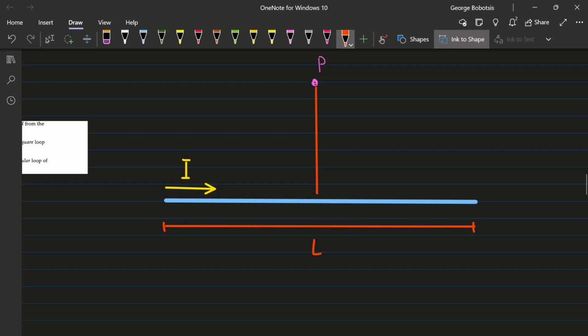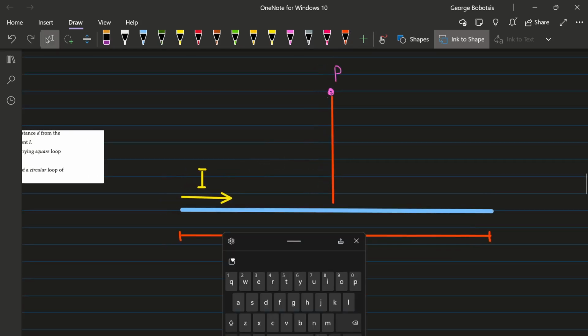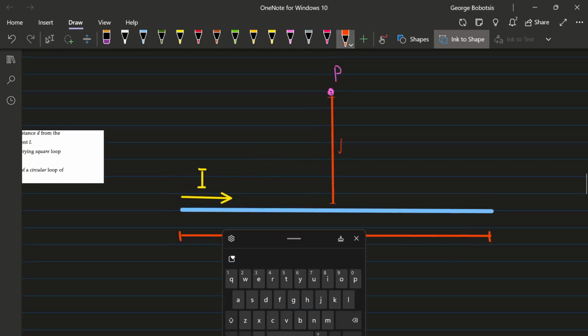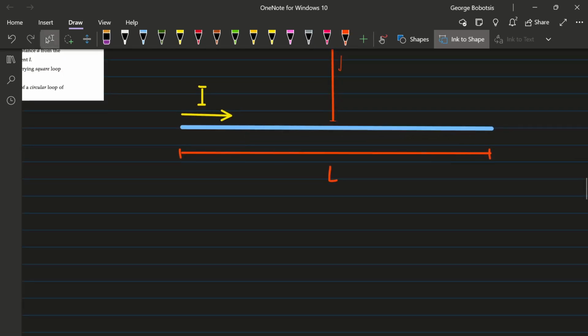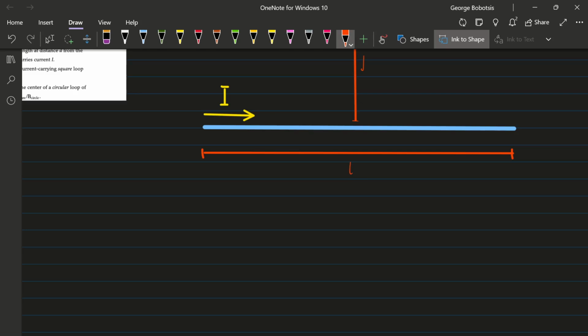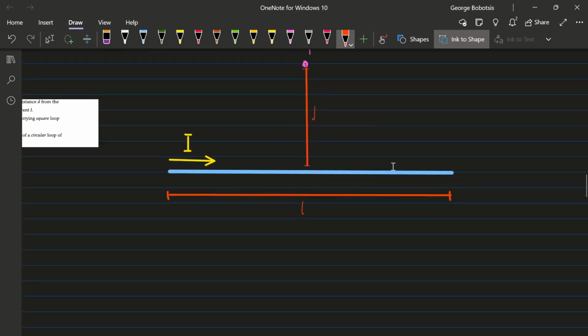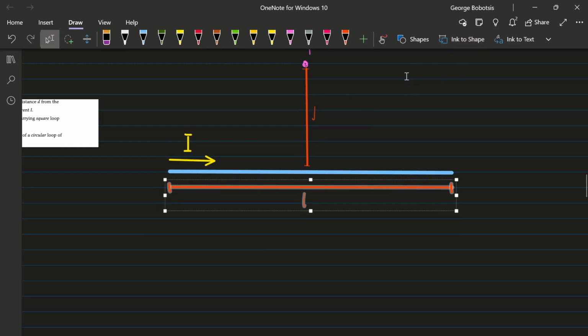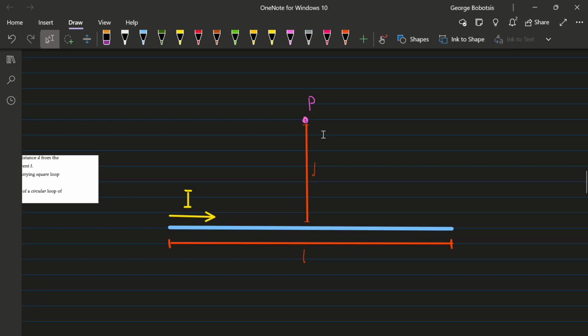So that distance here, where we want to put the point P, is a distance d away, and it has to be the geometric center of this wire here. If you change the location of P, you change the magnetic field, so be careful. It's supposed to be dead center.